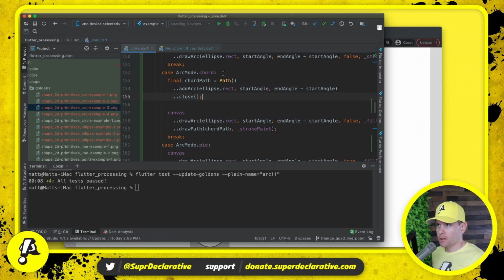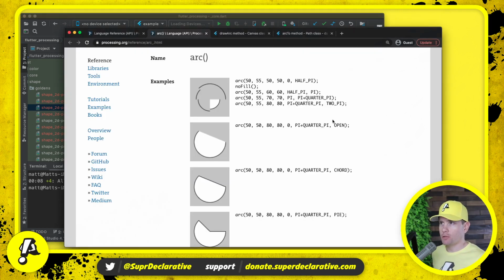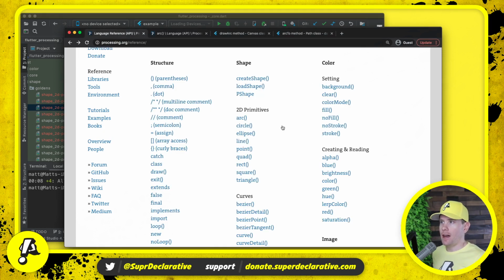That means that we have now implemented the arc method, which corresponds to the arc procedure in Processing, and that now completes everything within the 2D primitives. So we have now completed one section of one column of the API surface for Processing.